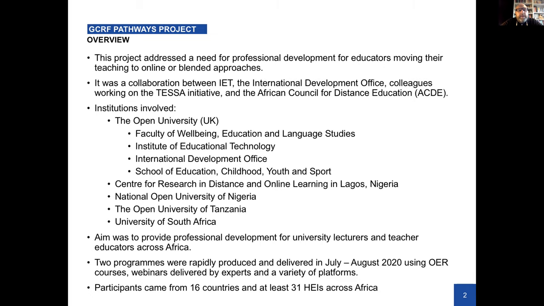If you're familiar at all with the way that course production normally works at the Open University, it takes many months to years to write courses and have them go through rounds of peer review and improvement. So while it did draw on expertise developed through that model, it was different to the way that courses are normally produced. Two courses were developed during this time, and in addition to the content itself, they were supported by various online events, which I'll go on to describe. In total, there were people involved from 16 countries and more than 30 higher education institutions in Africa.